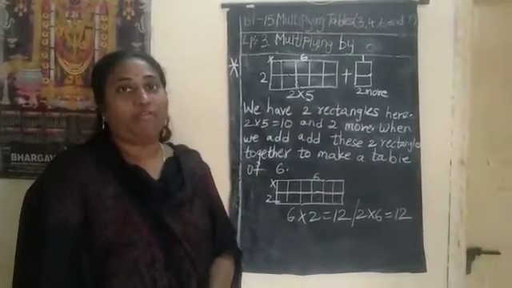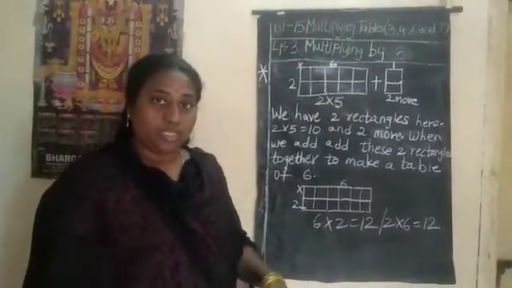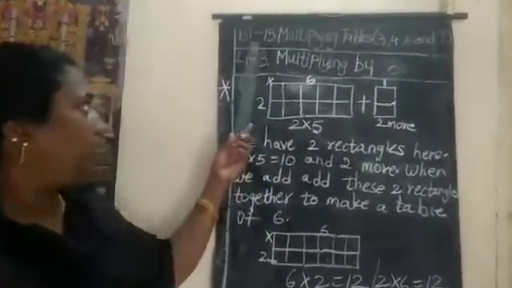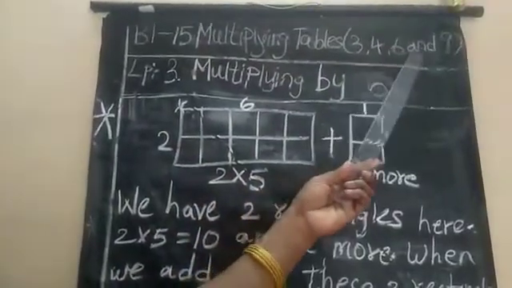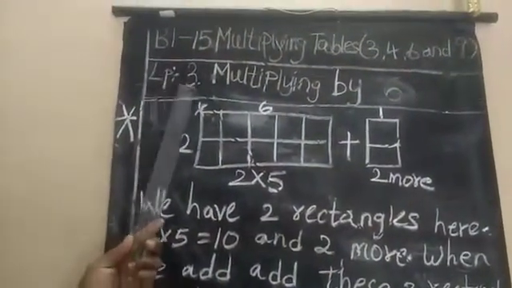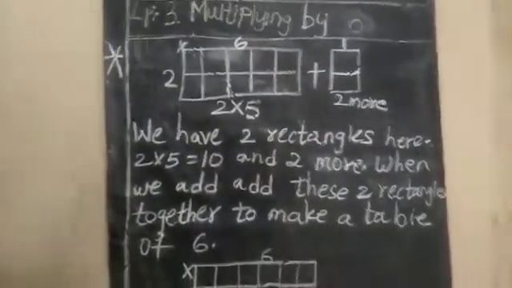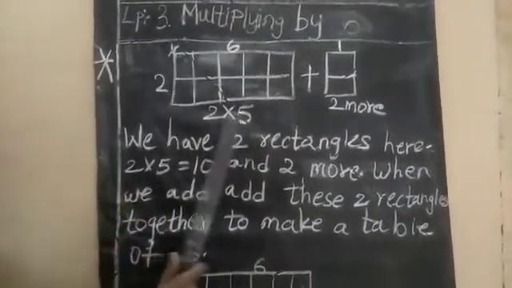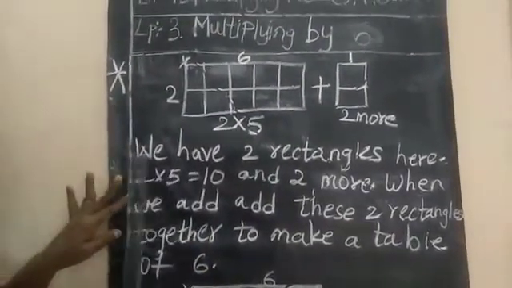I hope you all have finished your S1 and S2 in your workbook. Let's go for LP3 block 15, multiplying tables 3, 4, 6 and 9. LP3 is multiplying by 6. Here I have drawn some boxes in this picture. So what is this? Let's find out, children.